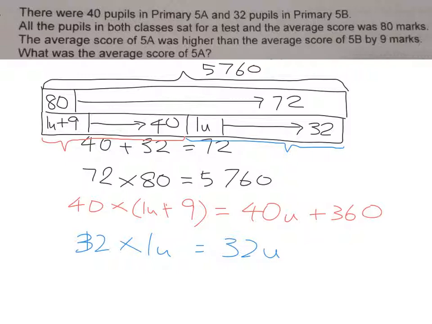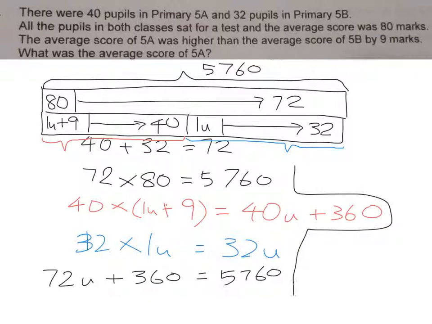So if we were to add them together, we can conclude that 40 plus 32 would be 72 units. Then you add the 360. This is the total for both classes, and both classes have 5,760 marks. Okay, so let me squeeze that working in here. We bring the 360 over to the other side. We should get 72 units is equal to 5,400. That means we take 5,760 minus 360.